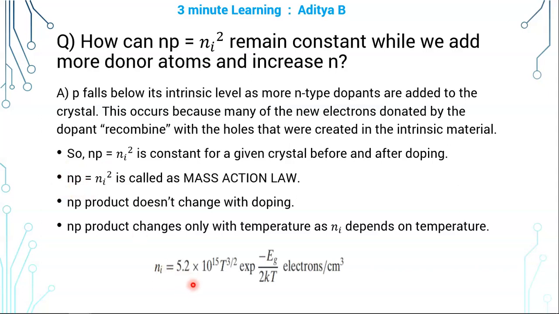So ni equation is given by this relation. ni is proportional to T power 3 by 2, or ni square is proportional to T cube. This relation gives the dependence on energy band gap and temperature, that is, how the intrinsic concentration ni depends on the temperature and energy band gap.